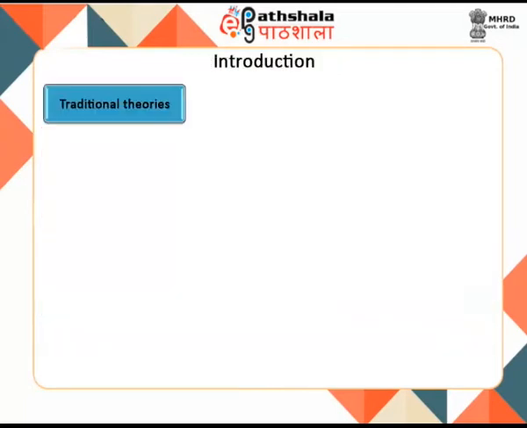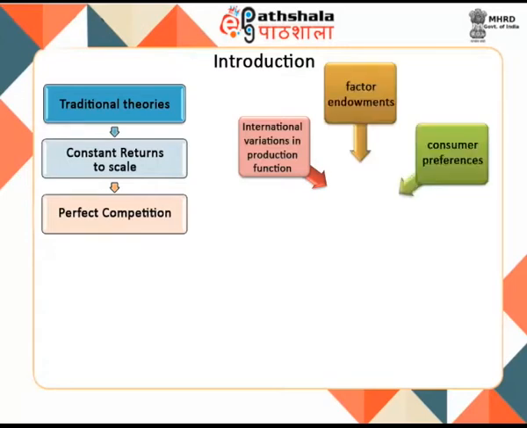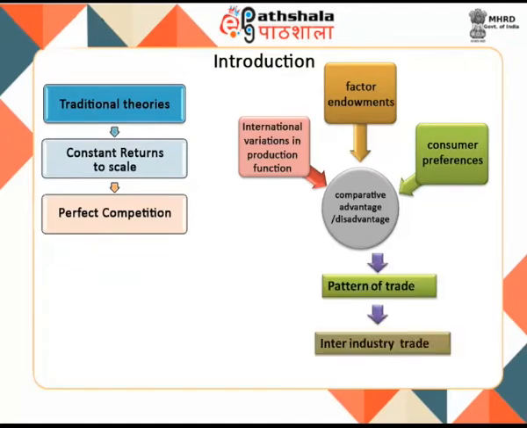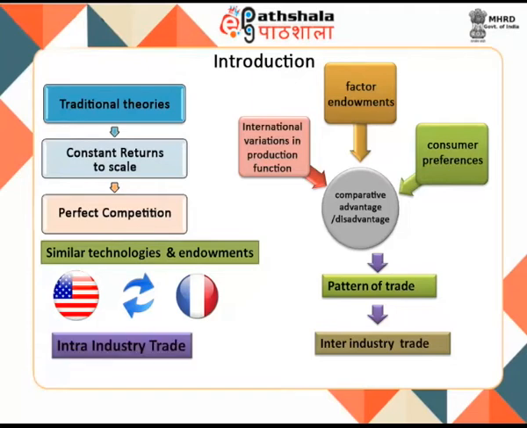The traditional theories of comparative advantage, based on constant returns to scale and perfect competition, predicted that the more the countries are different, the more they should trade. The international variations in production function, factor endowments, and consumer preferences determine in which goods the country has a comparative advantage and comparative disadvantage. This comparative advantage determines the pattern of trade known as inter-industry trade. However, trade is possible between countries with similar technologies and endowments, for example, trade between developed countries. The countries often export and import within the same sector. This type of trade is defined as intra-industry trade.